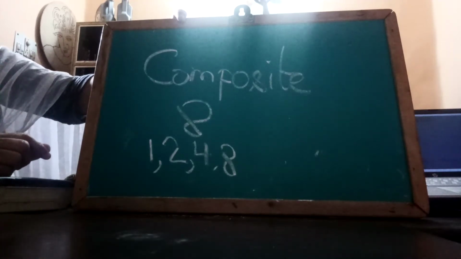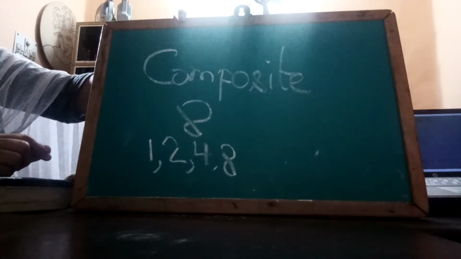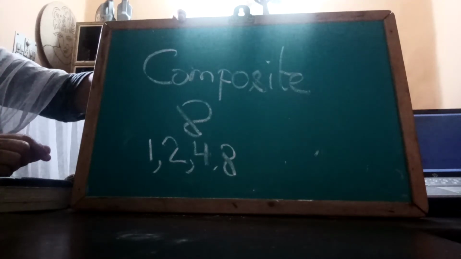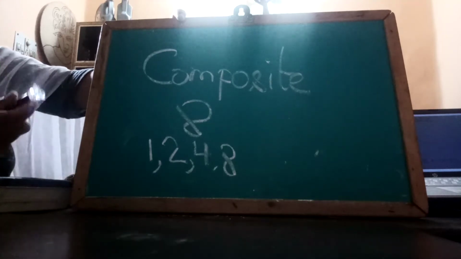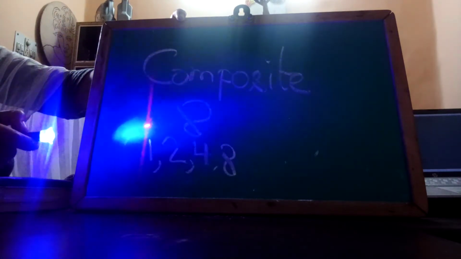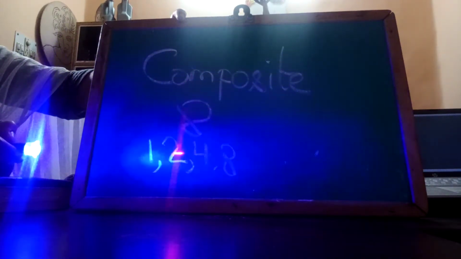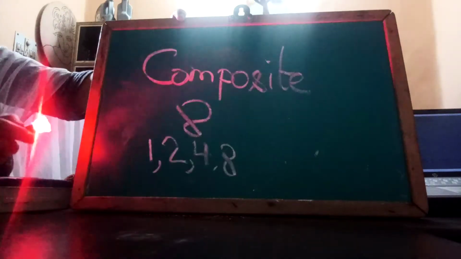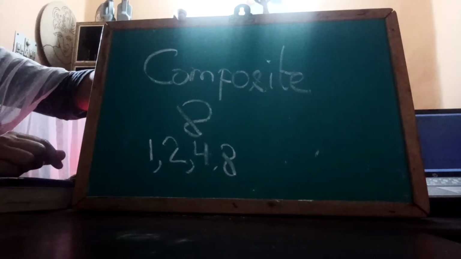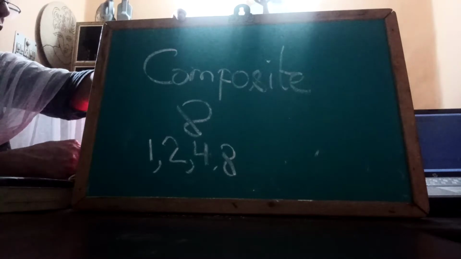So when it has got more than 2 factors, for class 3, I will not use the term factors, but those numbers which will divide it exactly, meaning there should be no remainder at all. If you divide 8 by 2, will you get any remainder? No. 2 4s are 8. So you will not get any remainder at all.